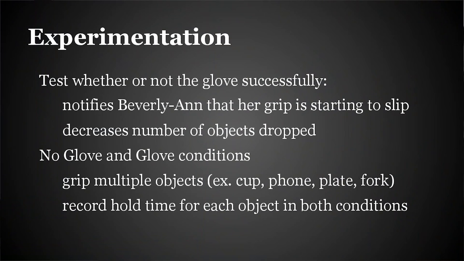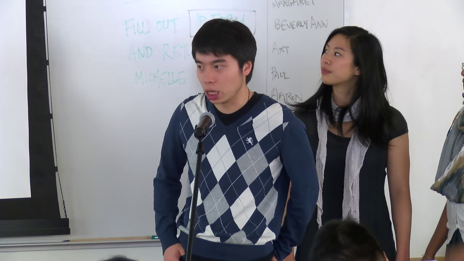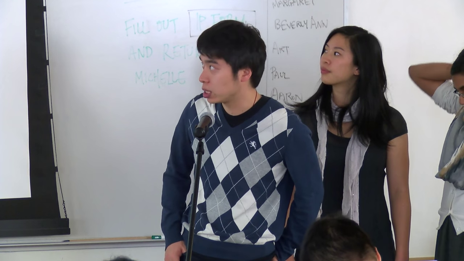So for experimentation, we mostly did it with our stage 2 prototype when we met up with Beverly Ann. We focused on two things. The first thing is to test whether the prototype is working as we expected in terms of notifying Beverly Ann whenever her grip pressure becomes loose, and also to see whether it actually decreases the time when she drops the objects.